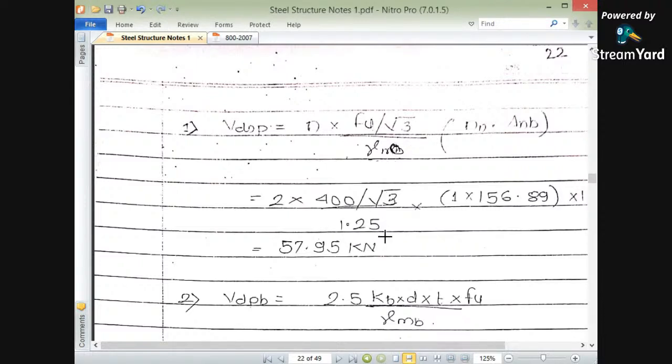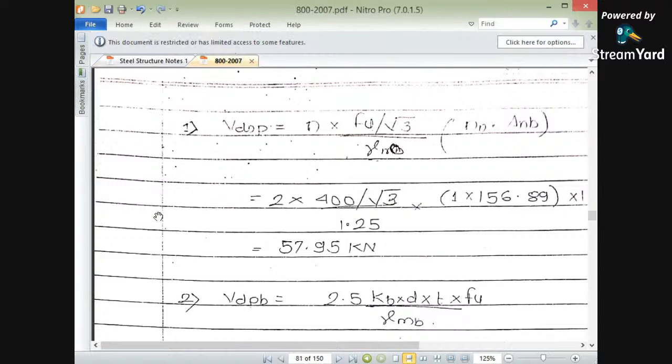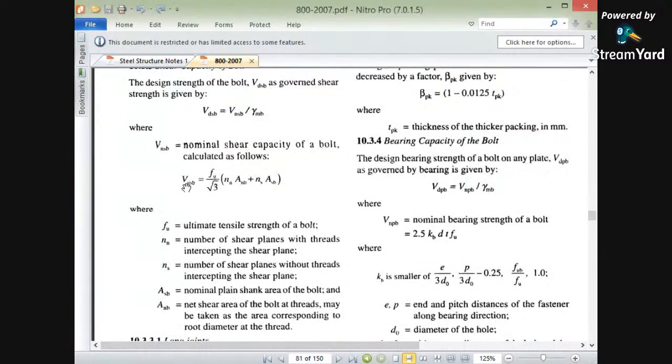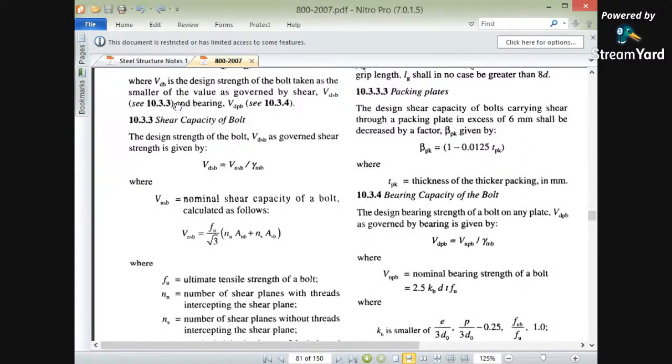From the table we have taken 1.25, and the number of shear planes we have taken as 1. And the area of the threaded portion is 156.889. It comes to be 57.95 kilonewtons. So this is what we first calculated, V_nsb, that is nothing but the shear strength of the bolts. Next we have to find the bearing strength also, V_dpb, that is the bearing strength of the bolt.